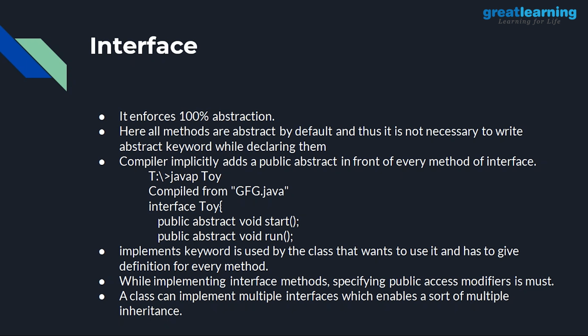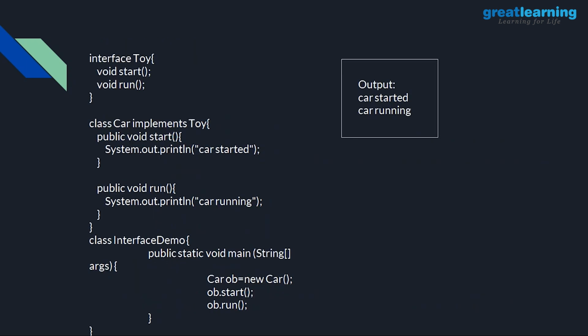A class can implement multiple interfaces, which enables a sort of multiple inheritance. In the starting of this session, we talked about how we would be able to do multiple inheritance. Java doesn't support multiple inheritance, but with the help of interfaces, we can do it if you want. Now let's see the demo. There's an interface Toy in which two methods are written, void start and void run.